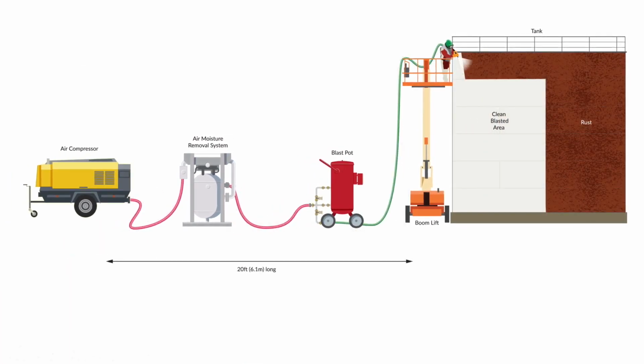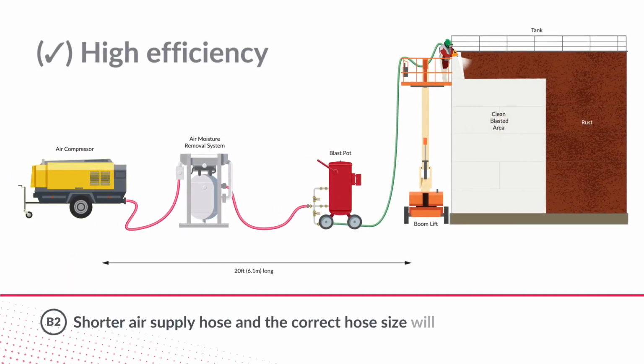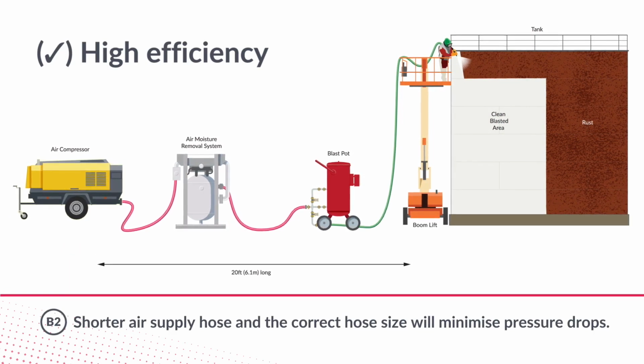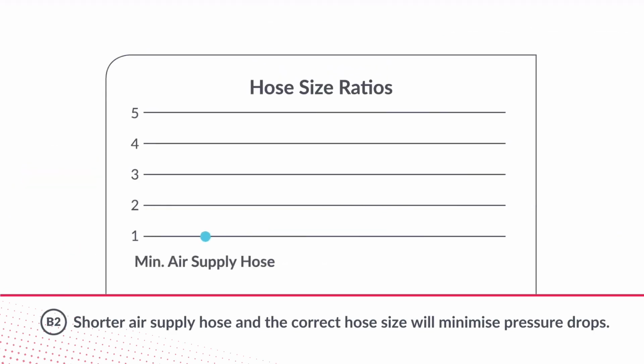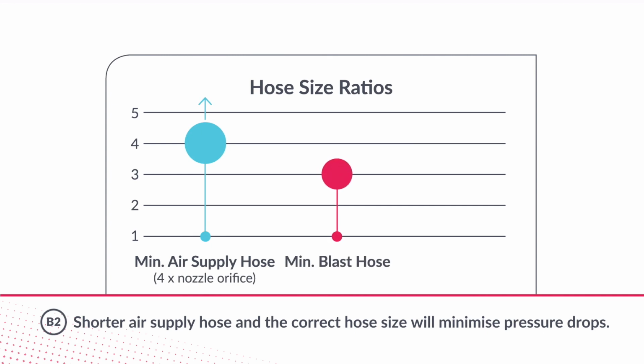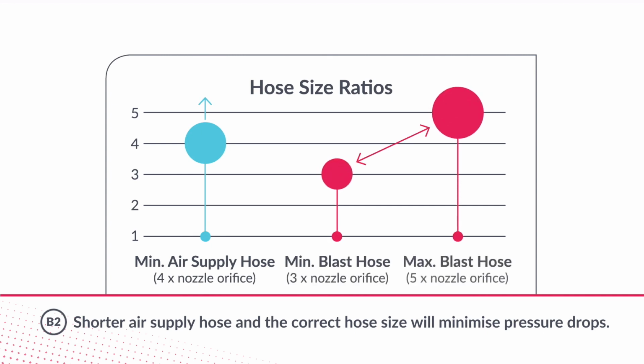Fewer sharp bends, no kinked hose and a shorter air supply hose keep pressure drop to a minimum. The minimum diameter for your air supply hose should be 4 times the blast nozzle orifice. For the blast hose, the minimum diameter should be 3 times the blast nozzle orifice and the maximum diameter is 5 times the blast nozzle orifice.